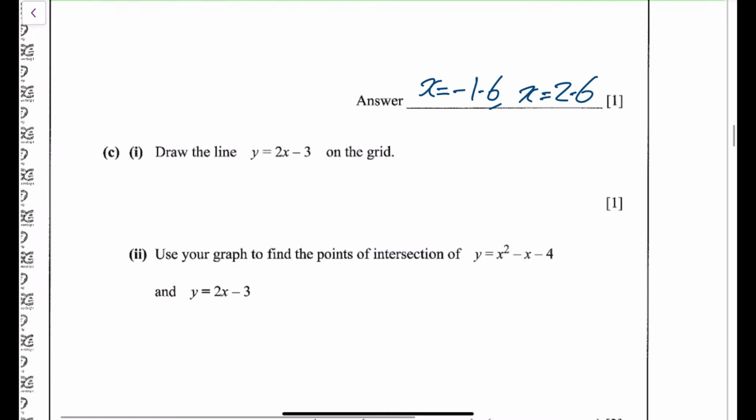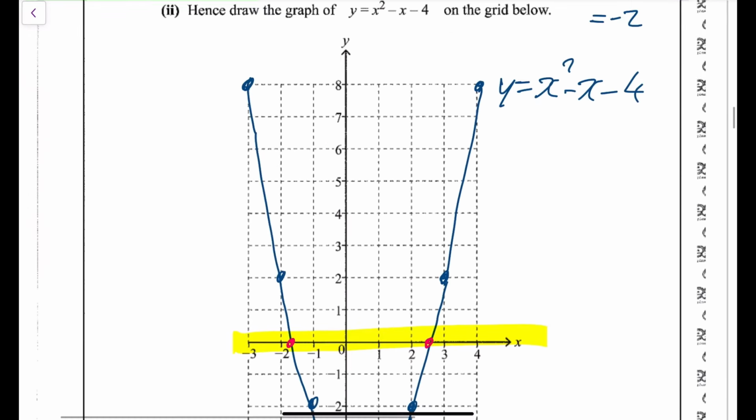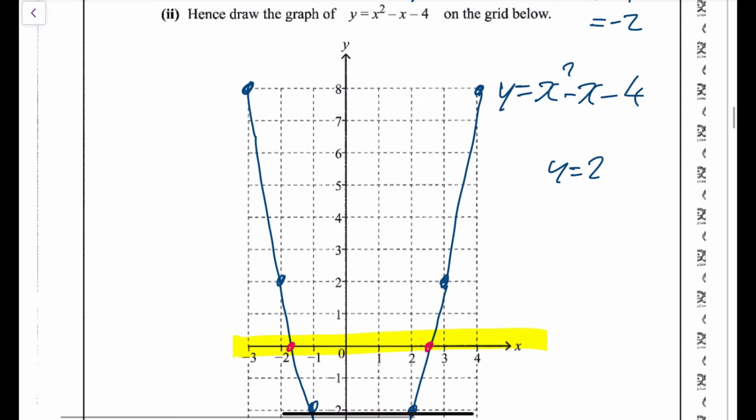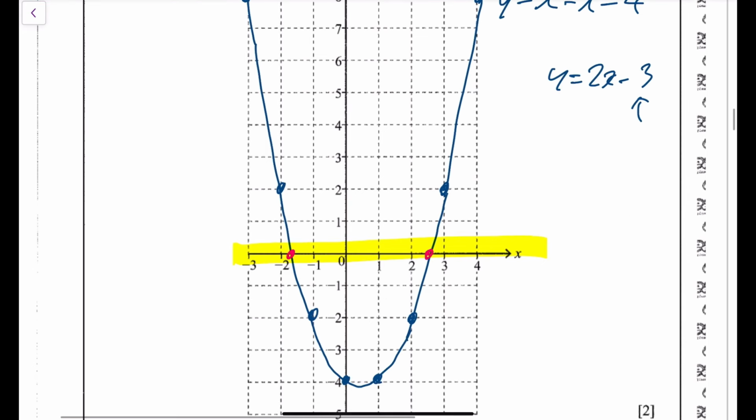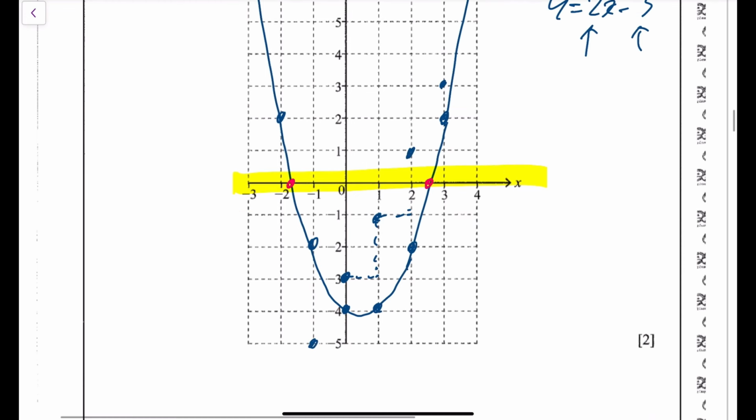Okay, it says draw the line y equals 2x minus 3 on your graph. So y is equal to 2x minus 3. That has an intercept of minus 3. So I'll plot that here. There's my minus 3. And a gradient of 2. So that means as I go across 1, I go up 2. So it takes me to this point. If I do that again, that'll take me to this point, and then this point, and so on. And back the other way, it will take me to this point.